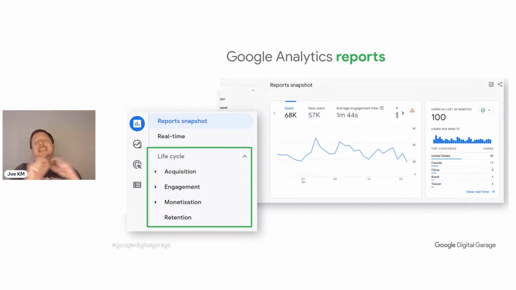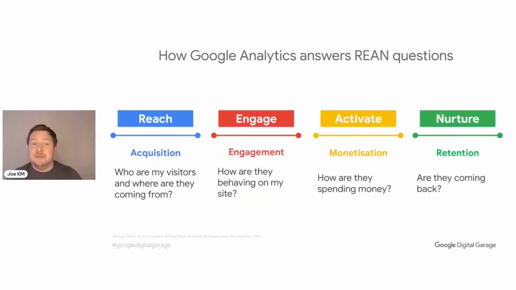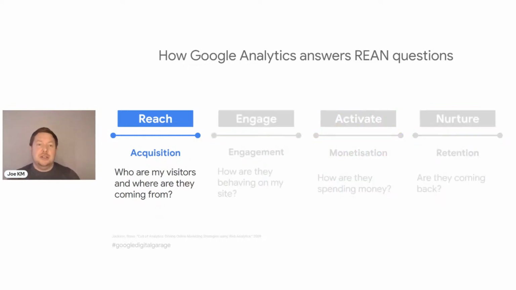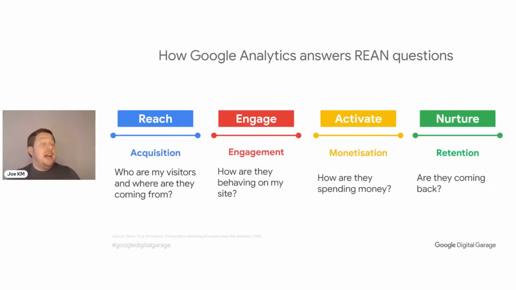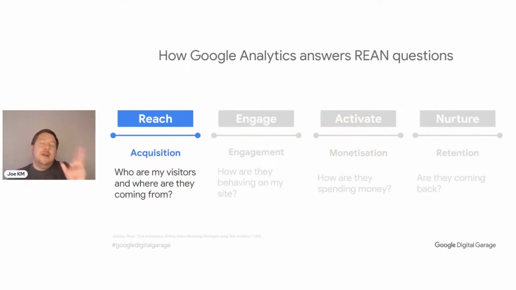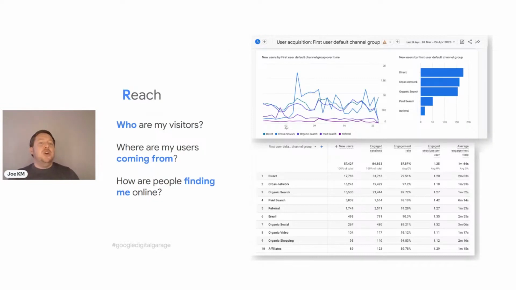But now digging into each one of these reports, you'll be able to open up this information and give yourself this. So how can Google Analytics answer REEN questions? So who are my visitors? Let's have a little look into this. First up is reach. We're going to go down into this and have a look at, like I just said then, acquisitions. Even though REEN is the actual thing, there's a slight variation on it, like engagement matches up. But reach, which is the acquisition stage. So who are my visitors? Let's look in a general report here.